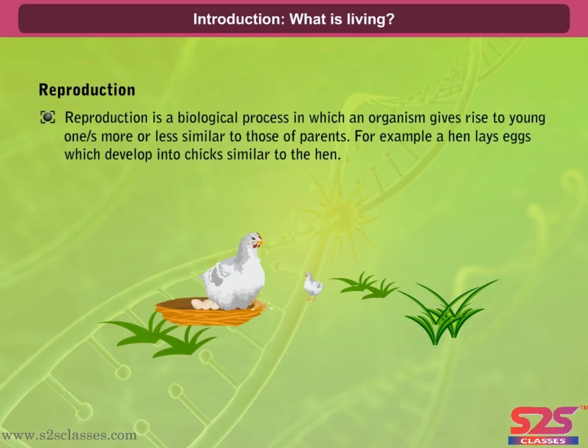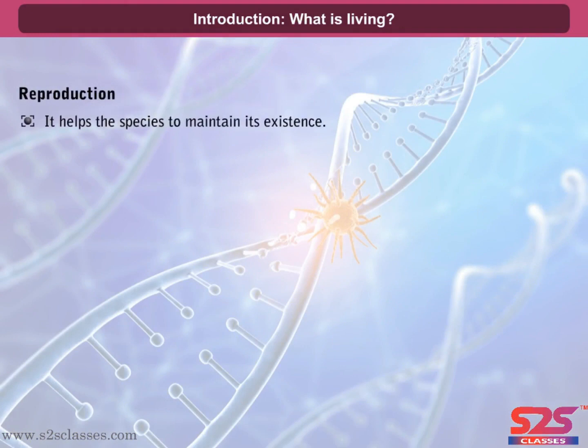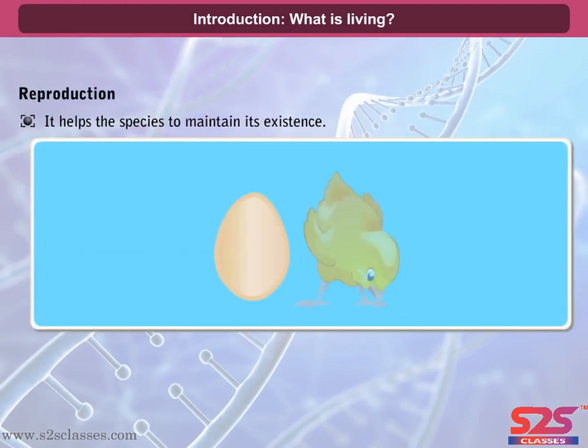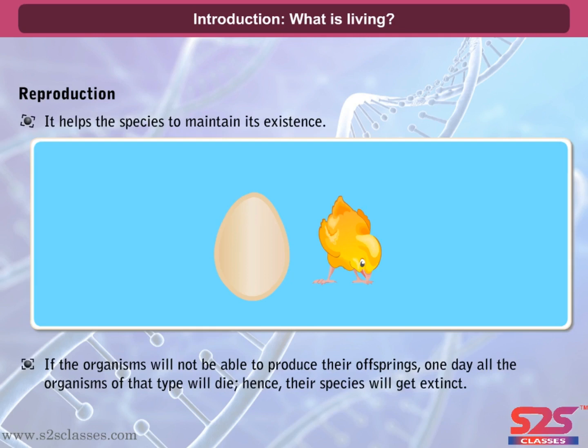Reproduction. Reproduction is a biological process in which an organism gives rise to young one or ones, more or less similar to those of parents. For example, a hen lays eggs which develop into chicks similar to the hen. It helps the species to maintain its existence. If the organisms were not able to produce their offspring, one day all the organisms of that type would die. Hence, their species would become extinct.